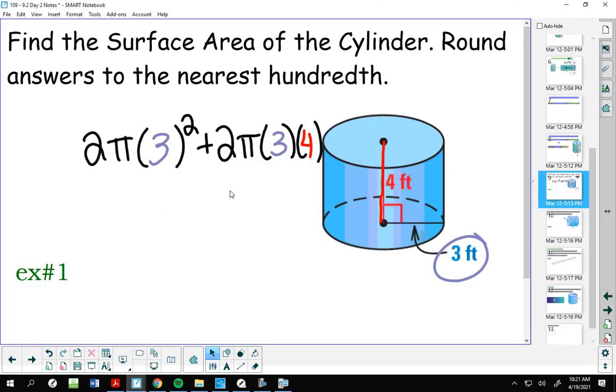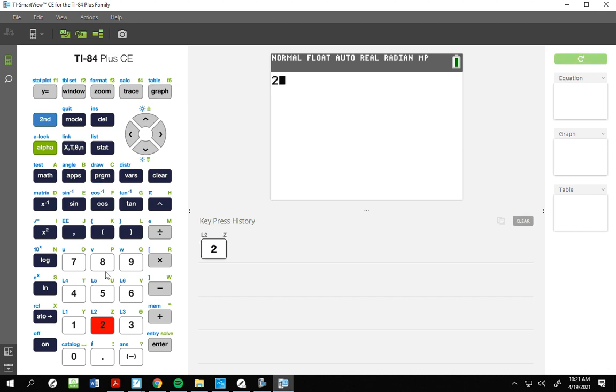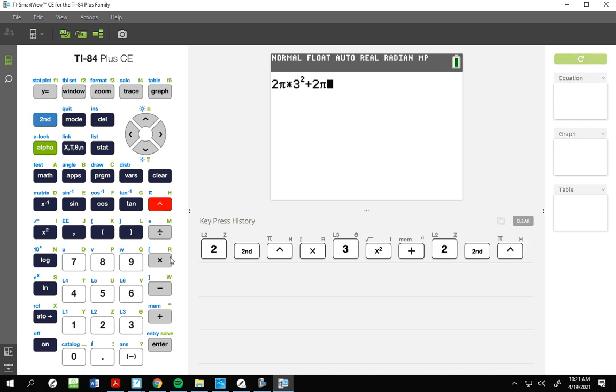All right. So 2, and then here's the pi button. You're going to hit second, and here it is. So second, so there's pi. 2 pi times 3 squared. This is the easiest button to use to square something. Plus 2 pi times 3 times 4.